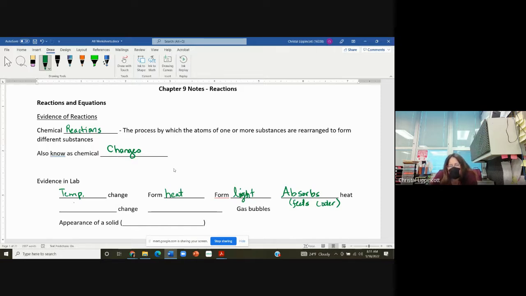A color change can sometimes be an indicator. An odor, you're baking cookies or you're baking a cake. Appearance of a solid, which we call a precipitate. There we go. I think I spelled it right.